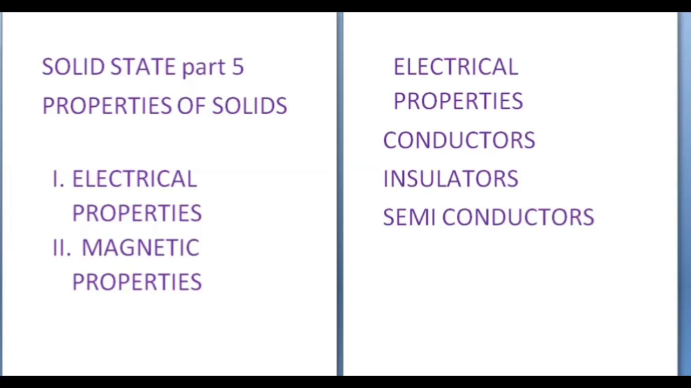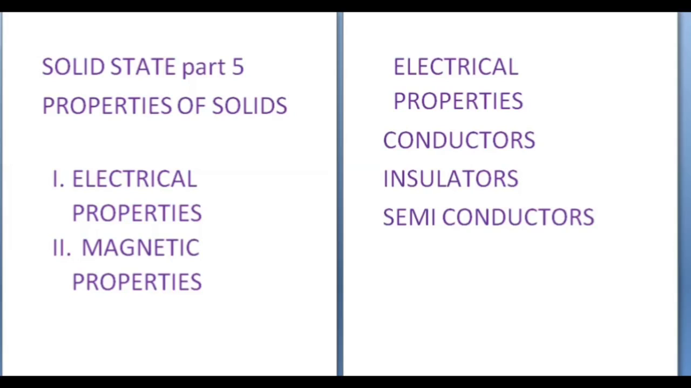Insulators. The electrical conductivity of insulators is least. It is of the order of 10 to power minus 10 to 10 to power minus 20 per ohm per meter. Examples of insulators are PVC, polyvinyl chloride, rubber, etc.